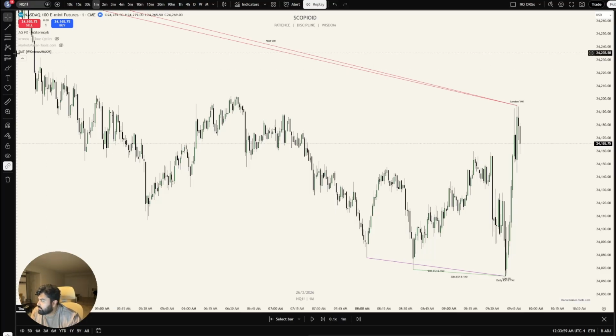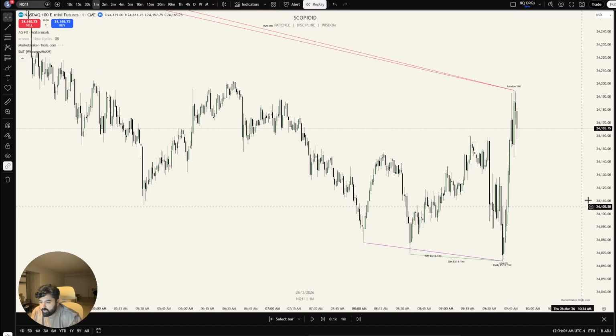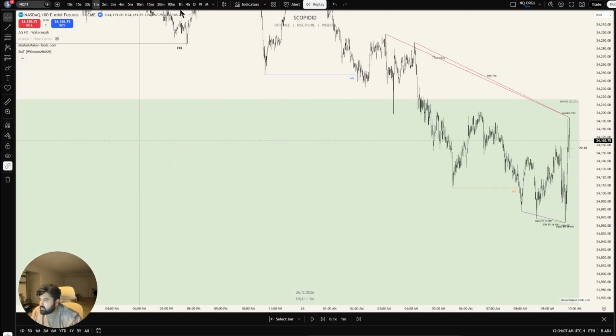So the next one from the same creator is this market maker tools. This is the most advantageous one. What it does is, let me go to the hourly chart.